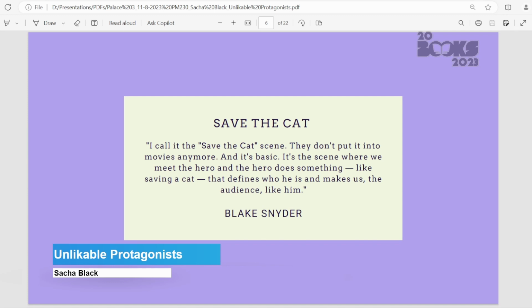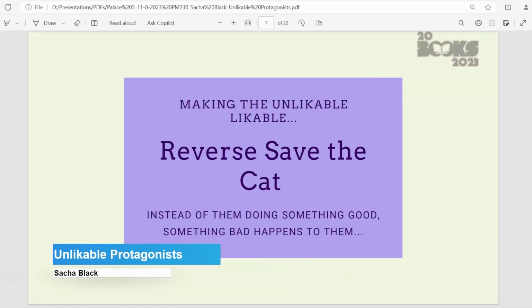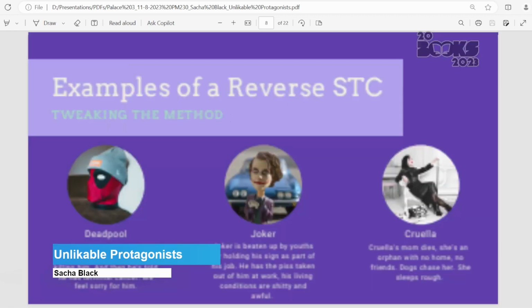Well, I just made this up, probably get in trouble with Blake if he was still here, but I call it a reverse save the cat. This is where, instead of the villain protagonist doing something good, you do something really bad to them. And what that does is it elicits a sympathy, empathy reaction in the reader. It's a real nifty little trick because you end up feeling sorry for them. And that is the start of a connection. Even if it's not enough to get over their behavior, it's enough to start that connection with the reader.